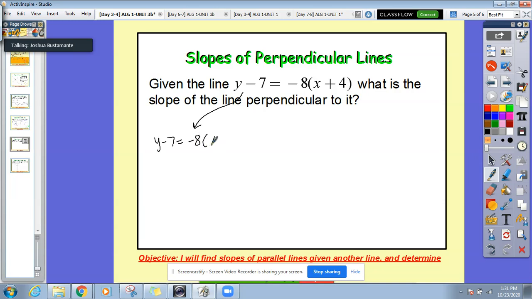So I'm going to take the line they give us. I'm going to start by distributing. Negative 8 times 1 is negative 8. Negative 8 times 4 is negative 32. And then I bring everything down. Now, we're almost in slope-intercept form, but we have that pesky little minus 7. So we want to get rid of it by adding 7 to both sides. And we have y is equal to negative 8x minus 25.